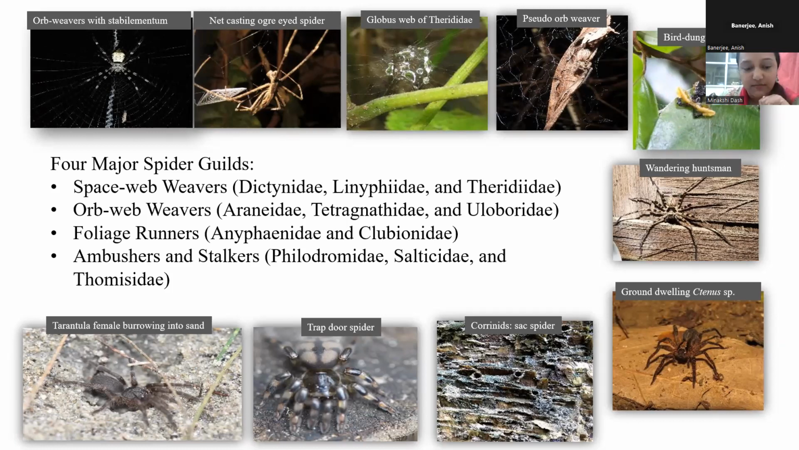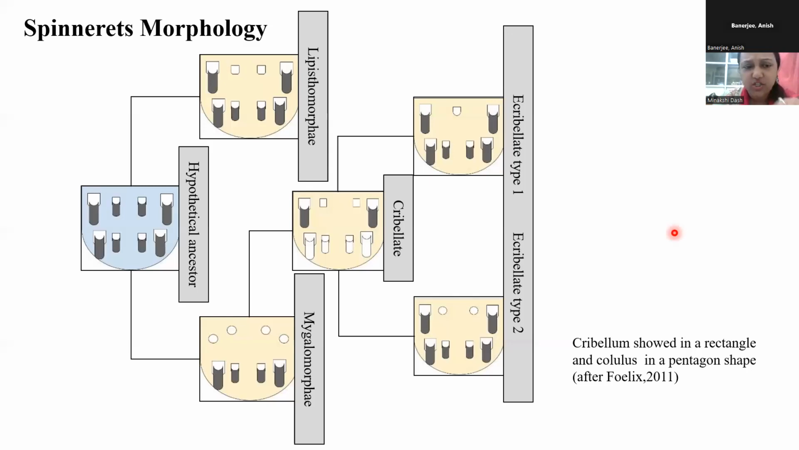So again, just to brush up on this. You see different kinds of spiders. There are so many species of spiders, but how is every silk different from another? It all depends upon their spinnerets morphology. Spinnerets, like the spider spins their web. When the spiders spin their webs, it comes from a certain organ. It is called the spinneret.